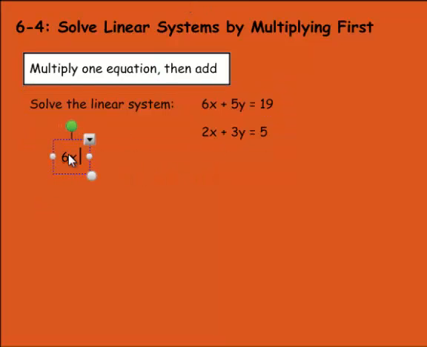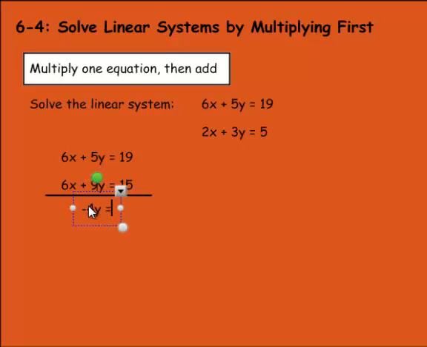We have 6x plus 5y equals 19. On the bottom, I could have 6x if I multiply that times 3, plus 9y equals 15. Subtract. This would be a subtracting one because we have a positive and a positive. Therefore, 5 minus 9 would be negative 4y, and then 19 minus 15 would be 4. Divide both sides by negative 4, and then I would have y equals negative 1.